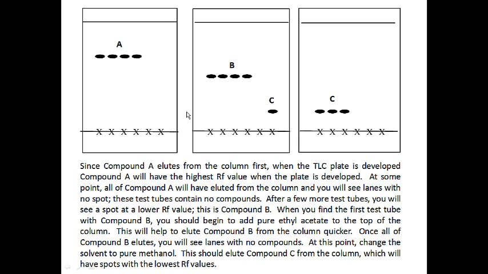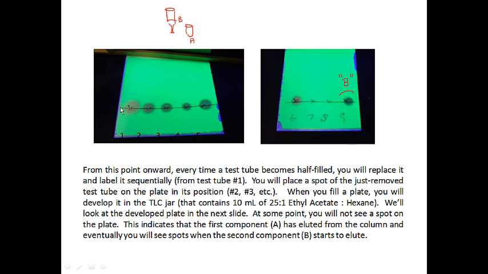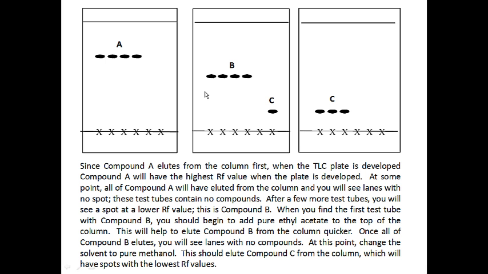So the initial spotting only tells you that there is a component or components in the test tube. It's the actual development that'll tell you whether it's compound A, compound B, or compound C. So when you start to see compound B come off the column, you're going to go ahead and switch and start adding pure ethyl acetate, because that will help move spots B and C down the column faster. And then once all of compound B comes off the column, you're going to switch to pure methanol, which will hopefully elute component C off of the column.